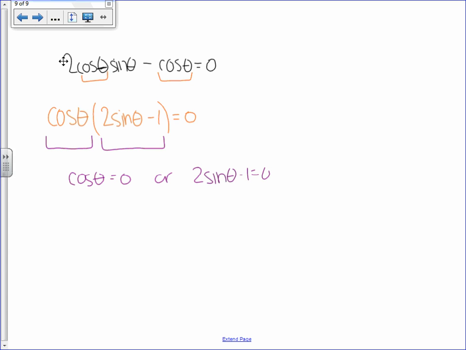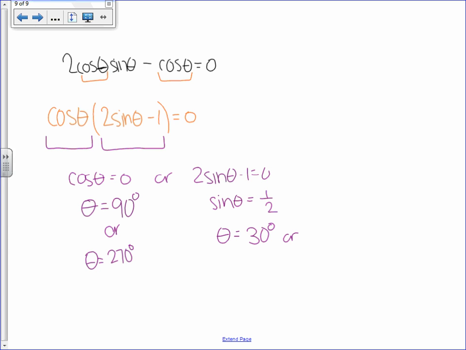So for the first one, we'll take the inverse cosine of both sides. We'll get that theta is equal to 90, or theta is equal to 270. There are 2 possibilities that have a cosine equal to 0. Okay, on the other side, we'll add 1 and divide by 2. This is sine theta is equal to 1/2, which is going to give me that theta is equal to 30 degrees. That's my quadrant 1 answer, or my quadrant 2 answer is going to be 150.